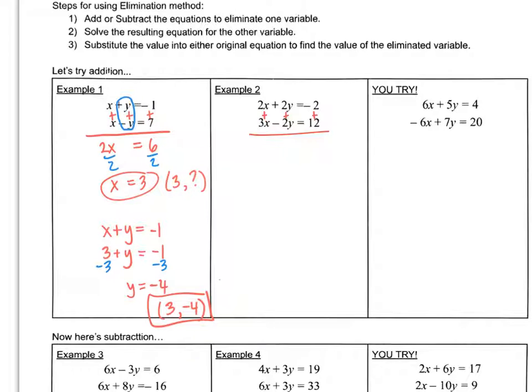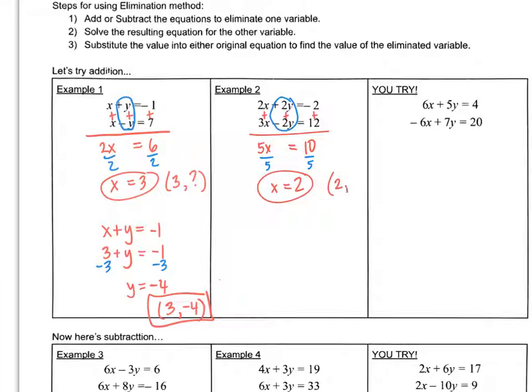The first thing is 2x plus 3x, which we can combine to make 5x. 2y plus negative 2y is a 0, so that's gone. That equals negative 2 plus 12, which is 10. Nice one-step equation for us to solve. Just divide both sides by 5, and x equals 2.